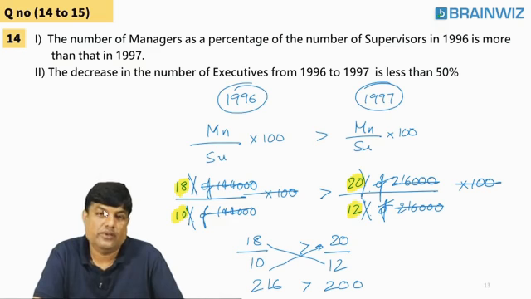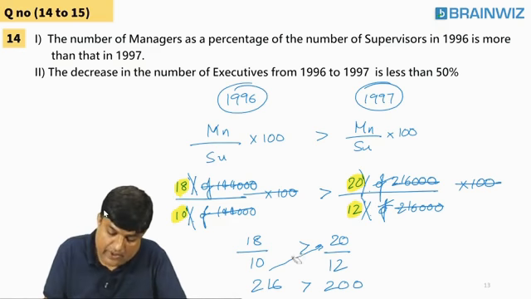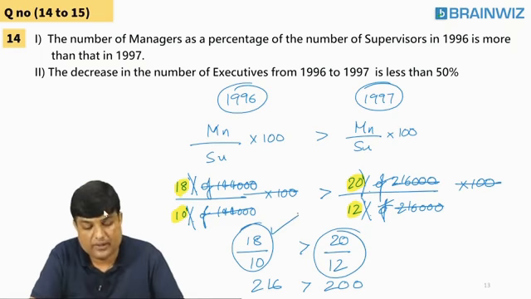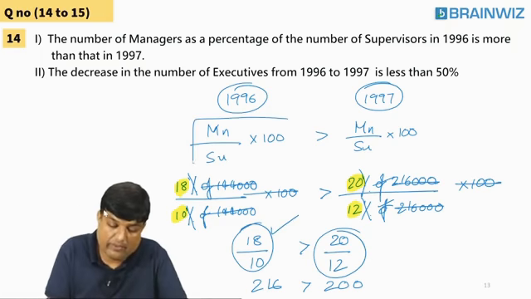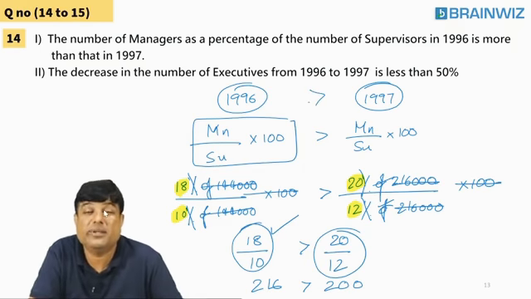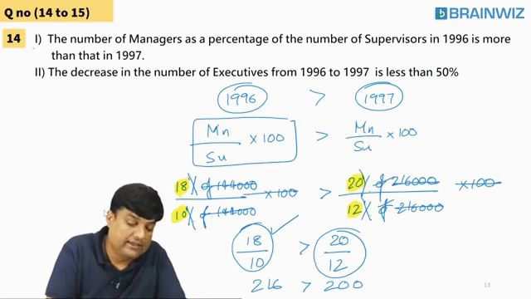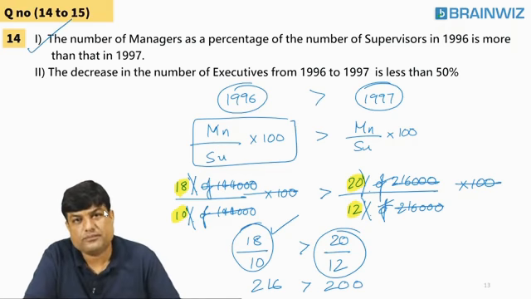Are you understanding what I mean to say? So which fraction is bigger? Is 18 upon 10 bigger or 20 upon 12 bigger? So 18 upon 12 is bigger. So the person managers as a percent of supervisors in 1996 is bigger than in 1997. So what do we feel, guys? That statement 1 is 100% true.